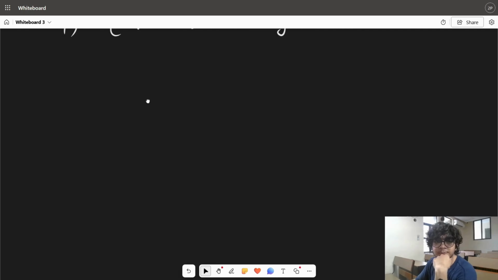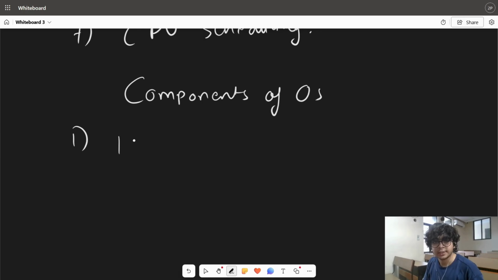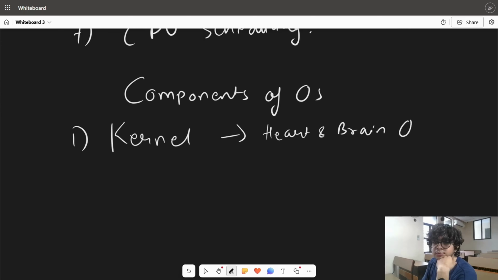Now let's move on to the next topic, which is components of OS. We won't discuss each and every component in detail, but we would just discuss the major components, and one of them is kernel. Okay, let me write it properly. Yeah, kernel. So you would hear this word majority of the times when you are talking about operating systems, and it is one of the major components of OS. We can say that kernel is the heart and brain of OS. So kernel will do the majority of this stuff. The work of the other components is also usually assigned through kernel or by kernel.